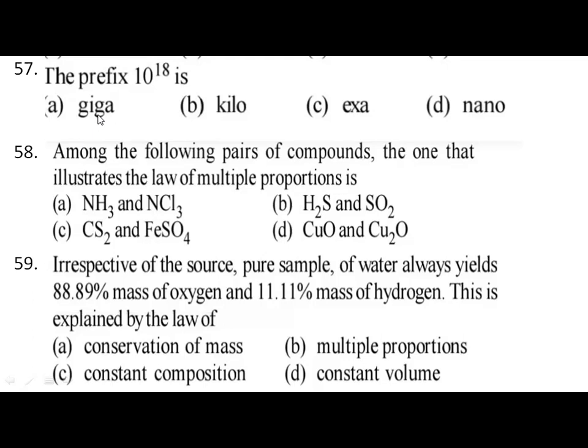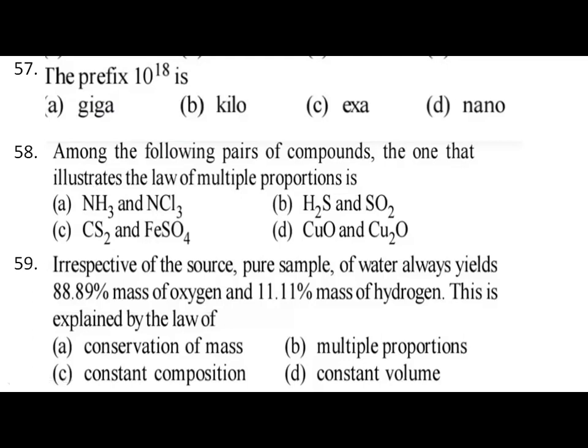10 raised to 9 is giga. 10 raised to 3 is kilo. Nano is 10 raised to minus 9. Exa is 10 raised to 18. If they would have given minus 18, it would be atto. Okay. Moving to the next question.